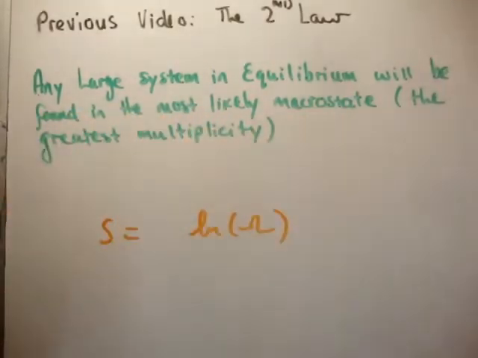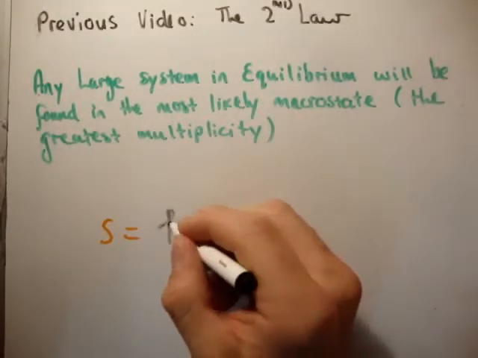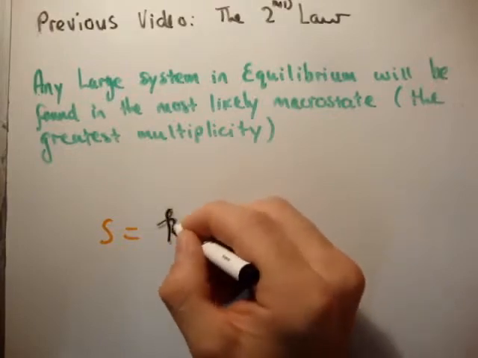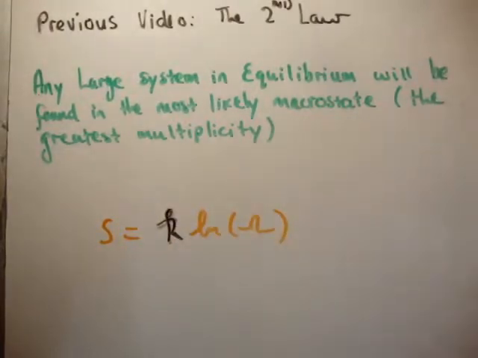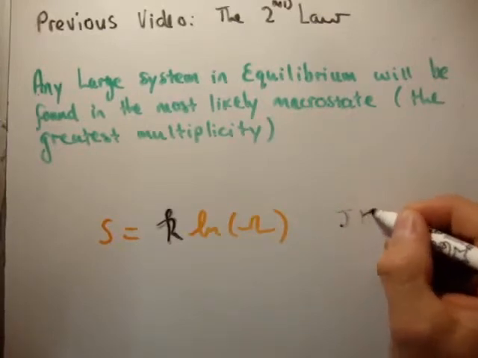Okay. Now, for reasons we'll see later on, and for historical reasons, we give it a unit. We give it dimensions, because of course the natural logarithm of something is dimensionless, but we give it a unit, and we do that by multiplying by Boltzmann's constant. So the units here are joules per Kelvin.